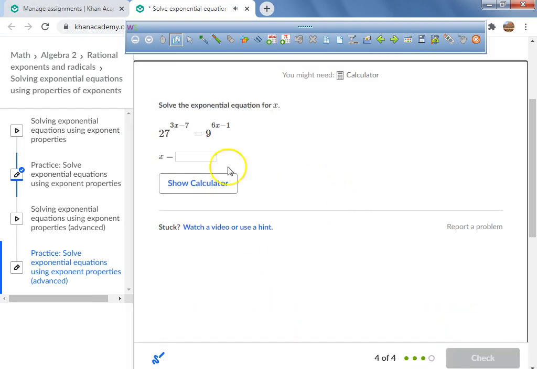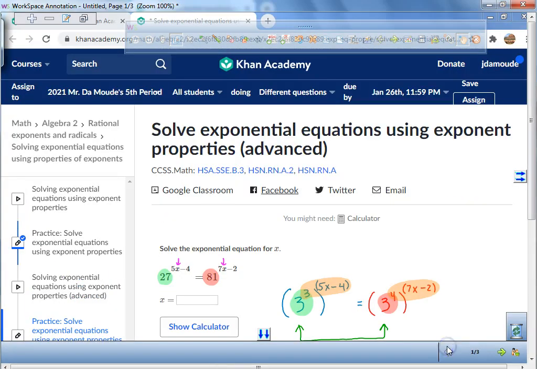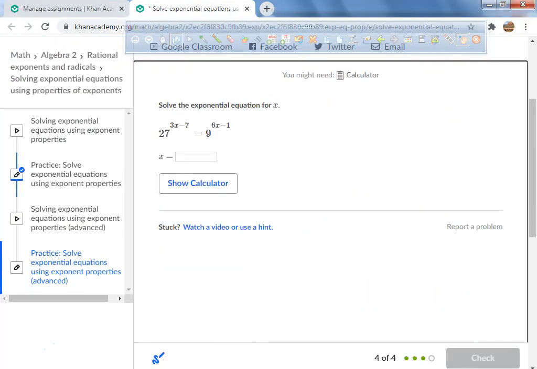All right. By the way, I'm not going to do this one, guys. Why am I not going to do this one? Because that's basically similar to our very, very first one. You see how that was a 27 and an 81. I changed it to base 3. What would I do if I did this problem right here? I changed that to base 3, and I changed that to base 3.